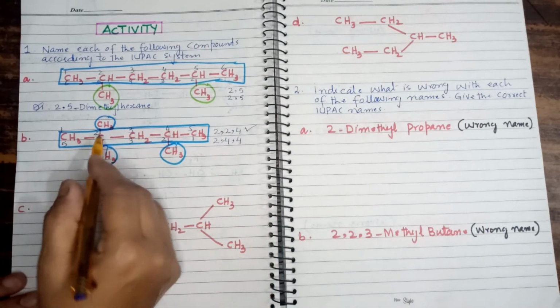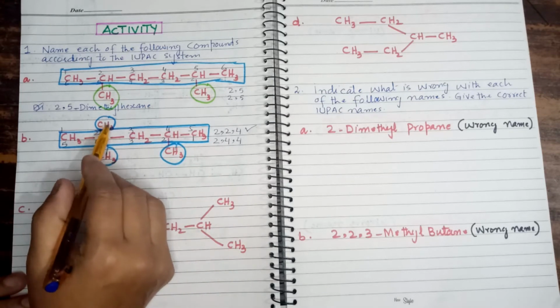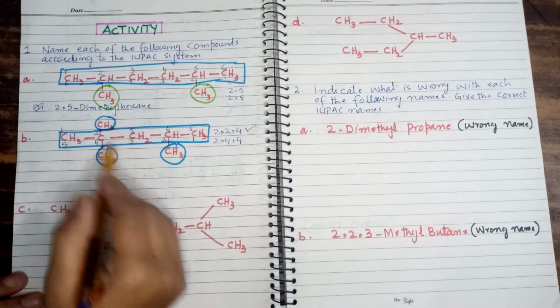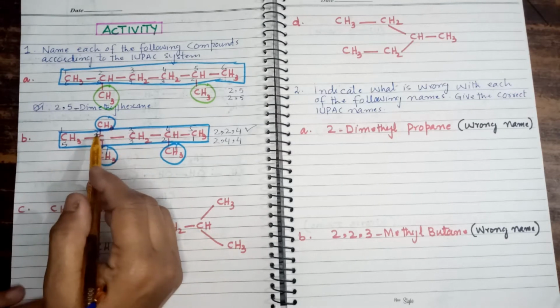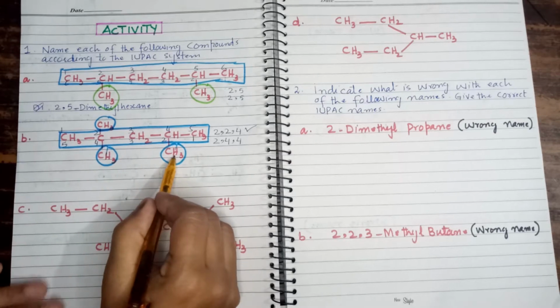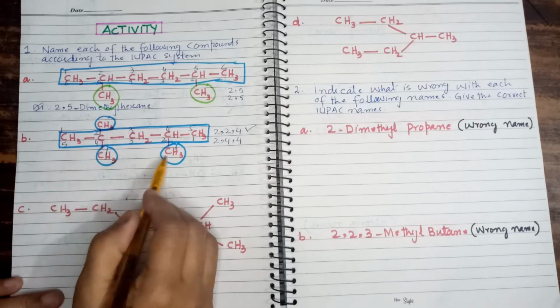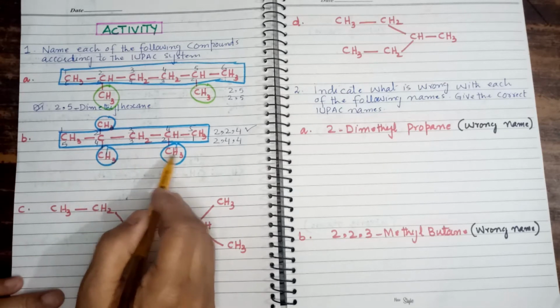Now after that we assign the IUPAC name to this molecule. Here count the total number of methyl radicals. All the radicals are same, all are methyl. How many methyl radicals are there, students? 1, 2, 3. There are 3 methyl radicals. For 3 methyl radicals, we use the term trimethyl.